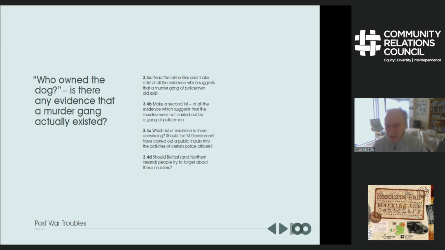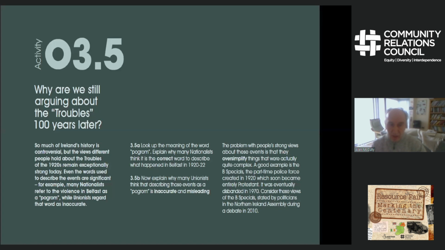And again, there are questions about how important it is to remember these events, or whether we should forget them. At the end, why are we still arguing about events 100 years later? So much of Ireland's history is controversial. Do we move on? How do we remember these? How do we turn these events into positive examples that we can move forward by, remembering them in an appropriate way?